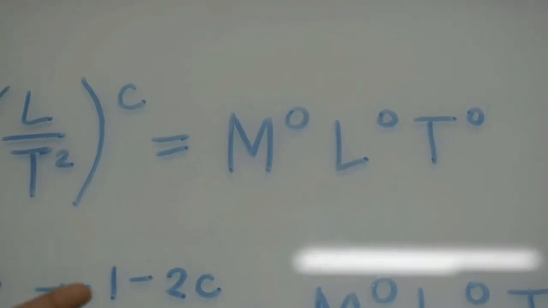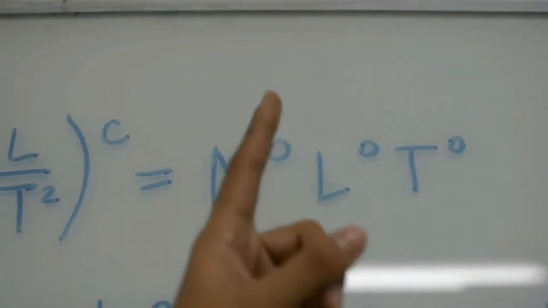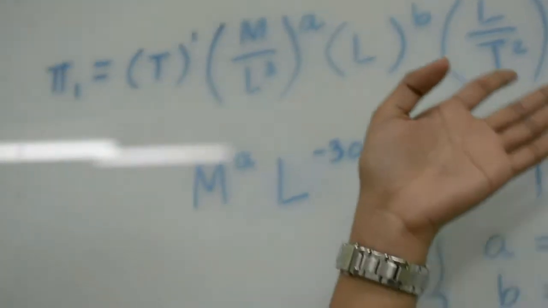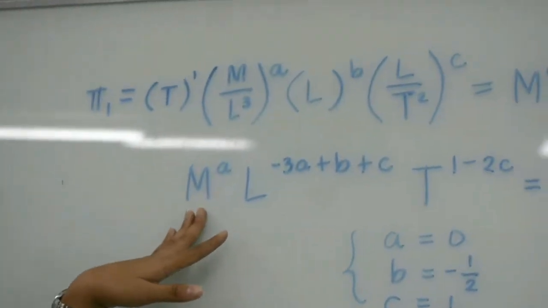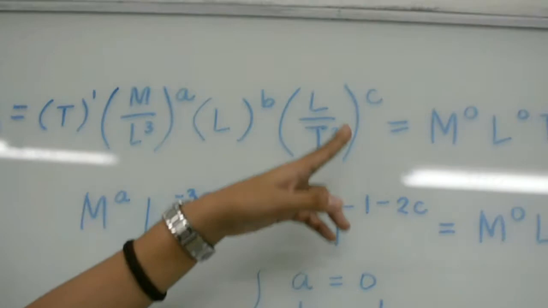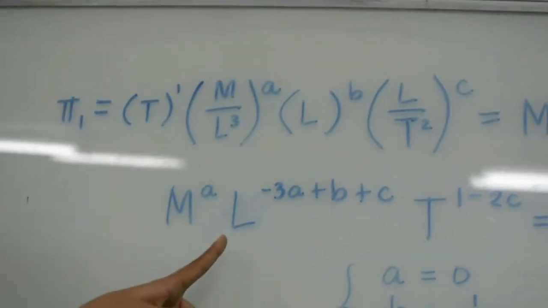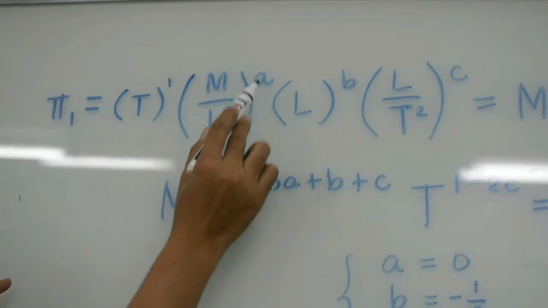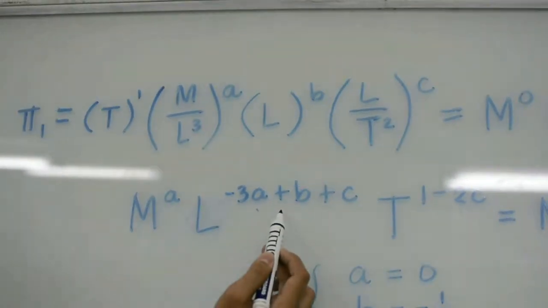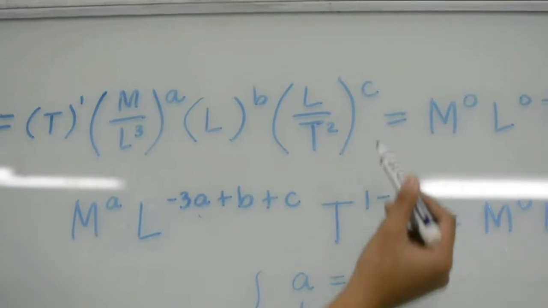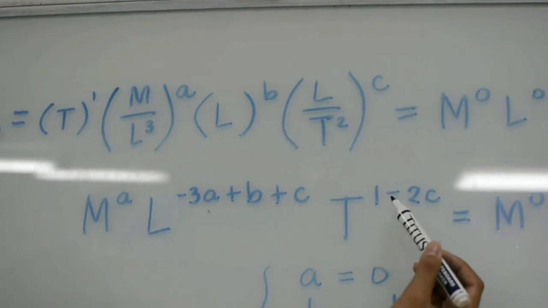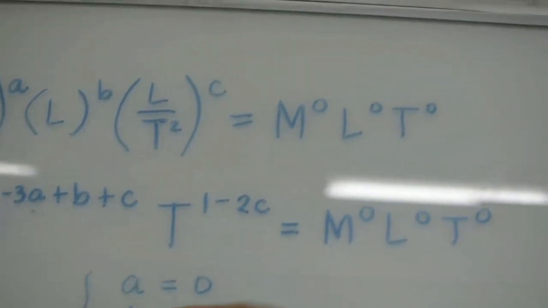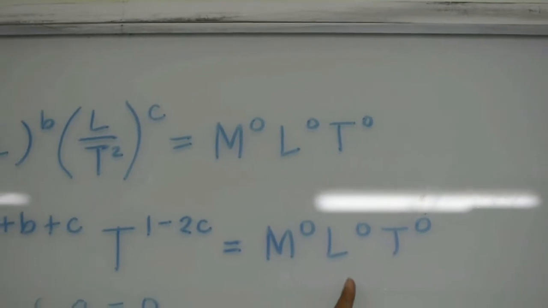Equate them with m to the 0, l to the 0, and t to the 0 to solve their respective exponents. So, we have m raised to a, kaya wala ka tayong m na rin, nagira na ang a. Then, l raised to negative 3a plus b plus c. And t raised to 1 minus 2c equals m to the 0, l to the 0, then t to the 0.